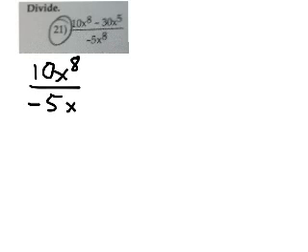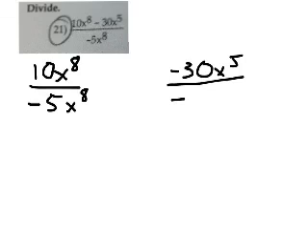Let me do that again. I'll do it slightly different. Okay, but I'm going to still divide them both separately. 10x to the 8th divided by a negative 5x to the 8th again. Okay, and then over here we have negative 30x to the 5th divided by a negative 5x to the 8th.